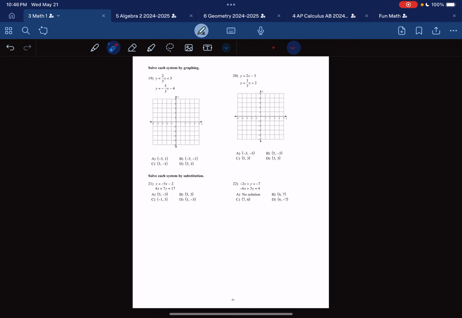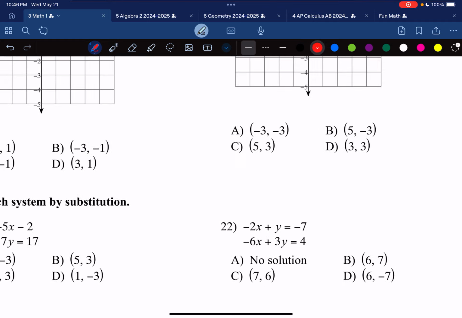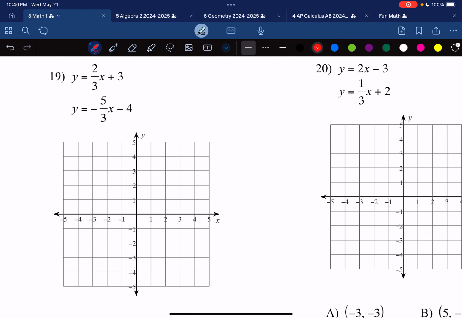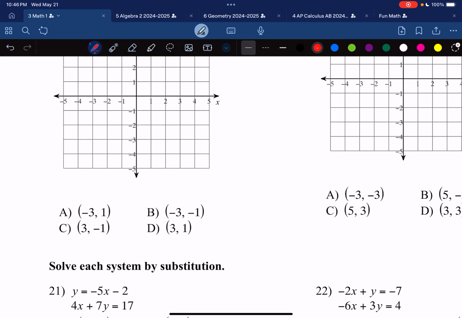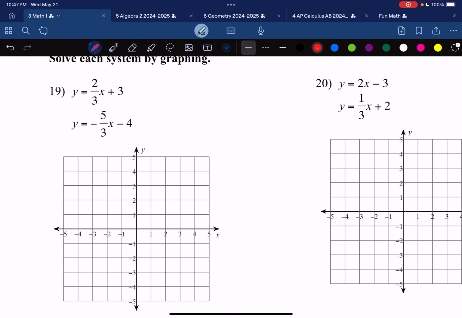All right, moving on to number 19. We're going to solve this one by graphing. So for this one, since you've made it this far in the video, I might as well just tell you some cool tricks. You don't have to solve it by graphing. It's multiple choice. You can go ahead and graph it, or you could solve it with elimination. You could solve it with substitution, whatever floats your boat or sinks your sub for this one.